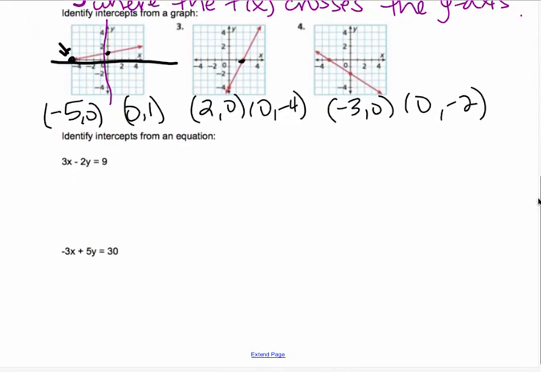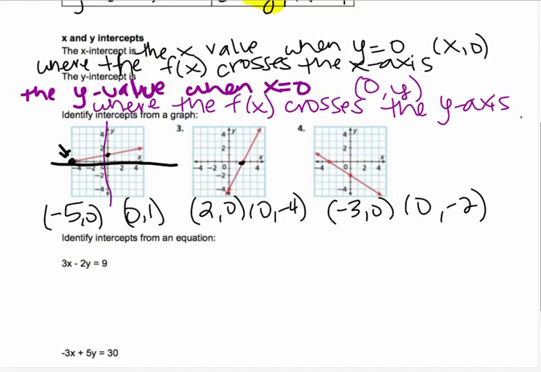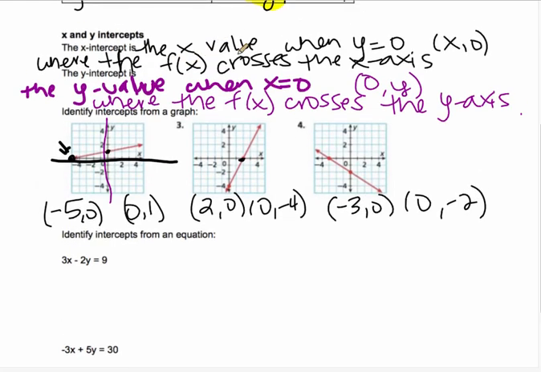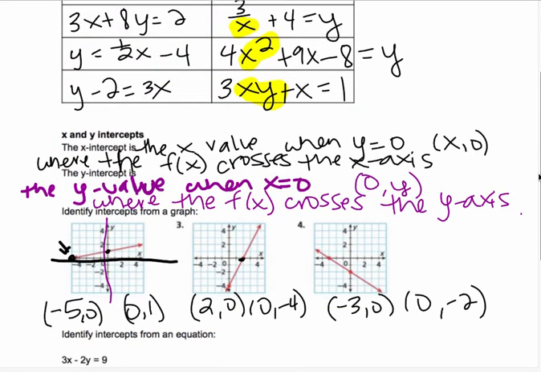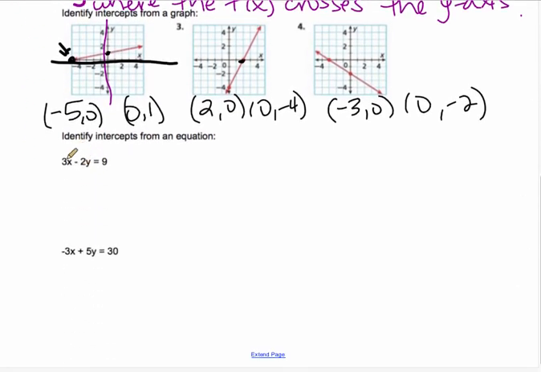All right, now we're going to identify intercepts from an equation. So when we're looking at the equations, we want to remember this part. It's the x value when y equals 0. So if I want to find the x-intercept here, then I need to plug in a 0 for y. Okay, so that would look like 3x minus 2 times 0 equals 9. Well, guess what? -2 times 0 is nothing.